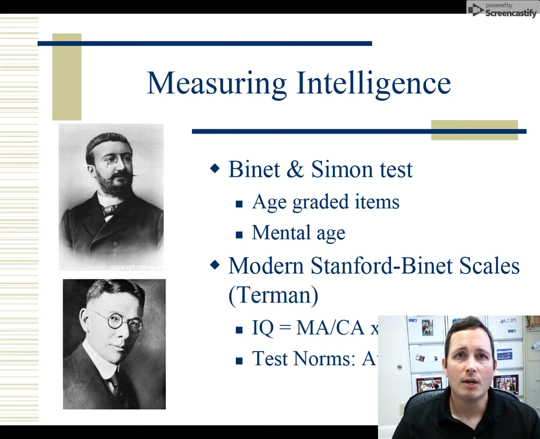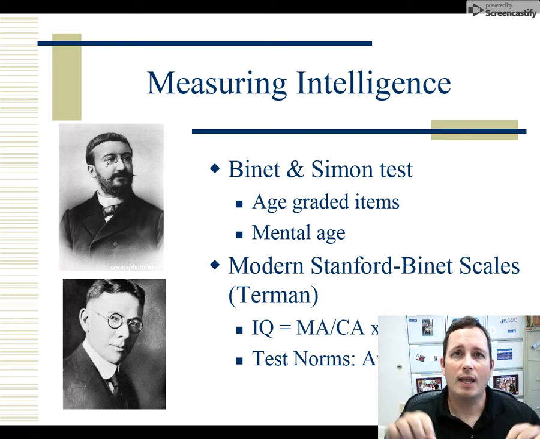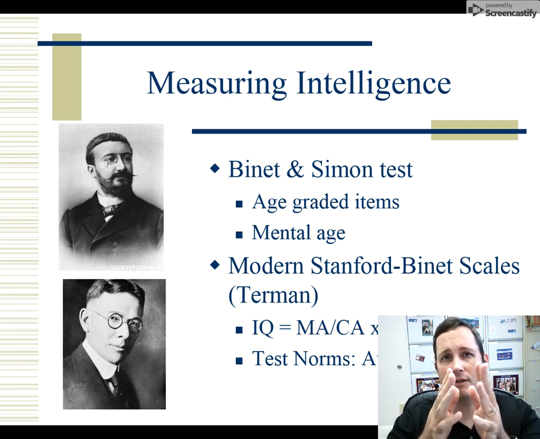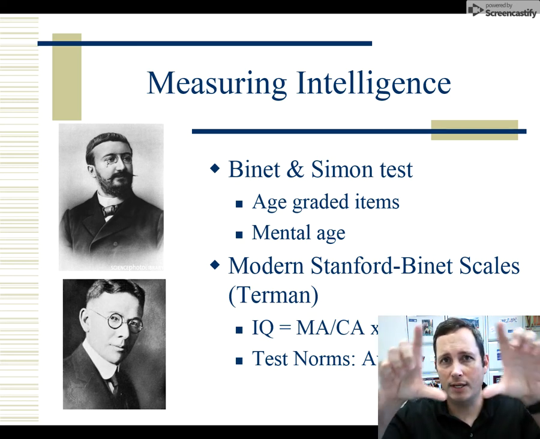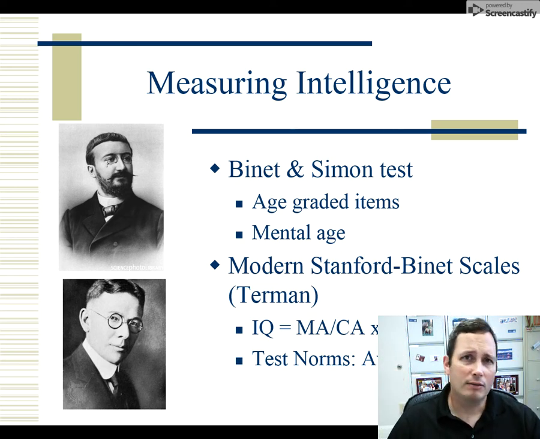And test norms are based on what they call a normal distribution or a bell-shaped curve, meaning that you have most scores, in this case around 100, kind of clustered in the middle. And then as you go towards the ends, as that begins to decrease, you get fewer and fewer people. So IQs of 70 or 130, above or below, are pretty rare. And we'll get into more details on that in a minute.